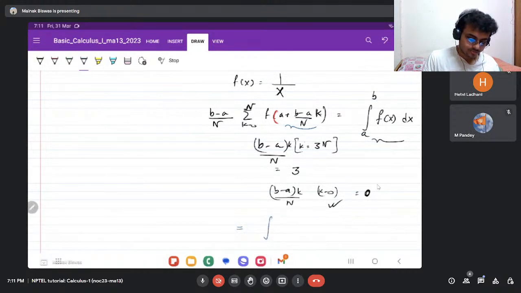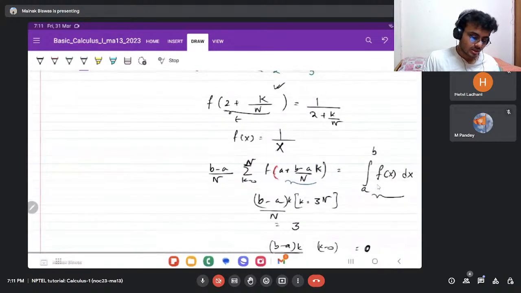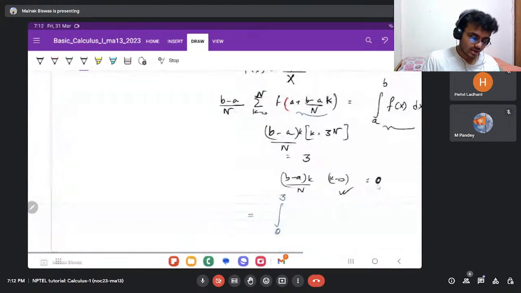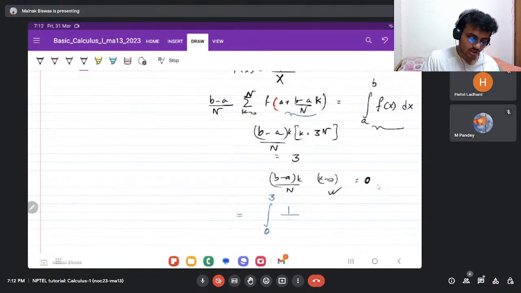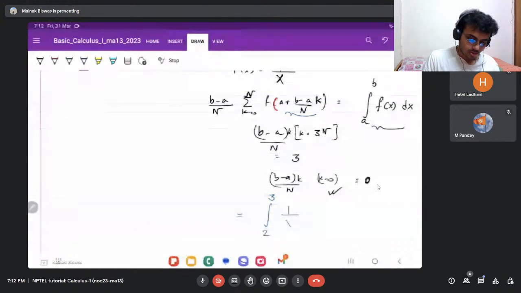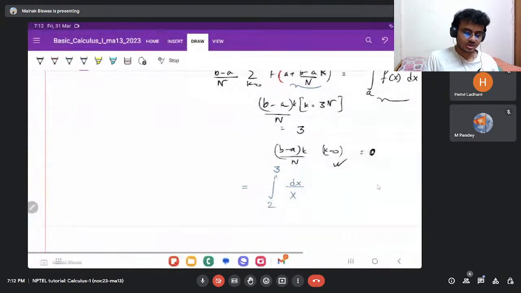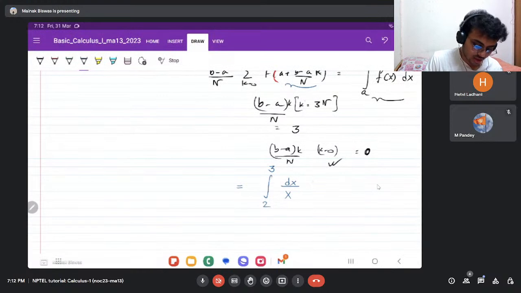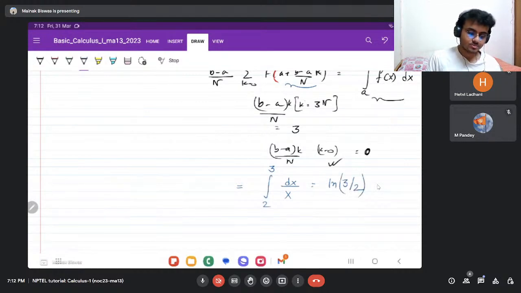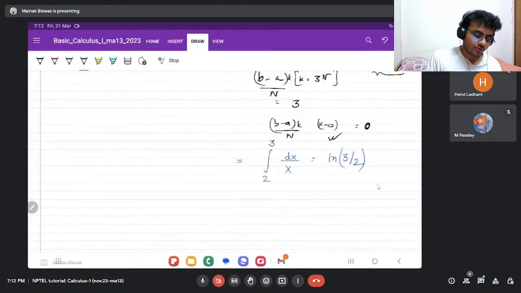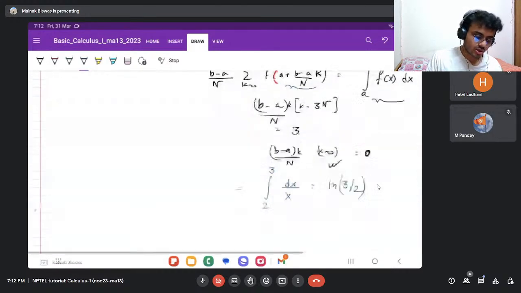0 to 3, and this is your function. We were actually right, I think. ln of 3 by 2. Or we could have, what you said is also correct.